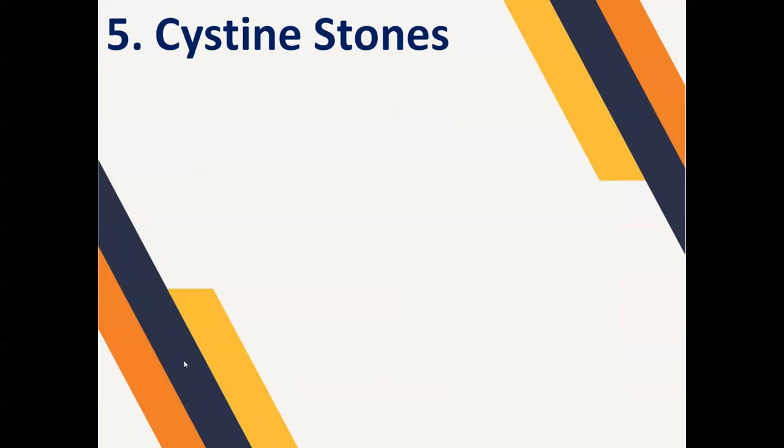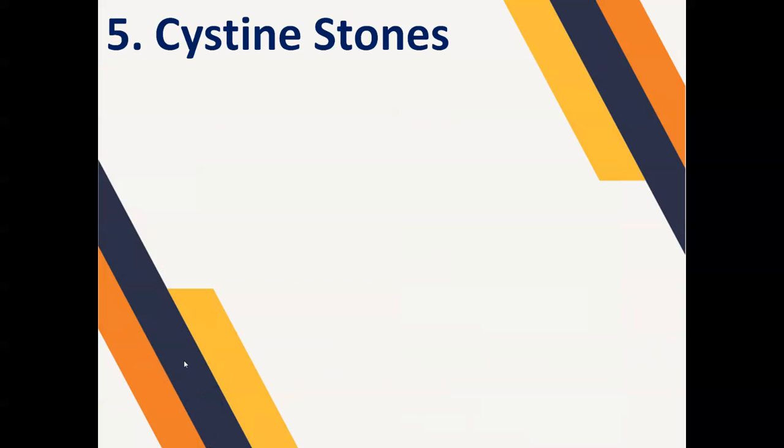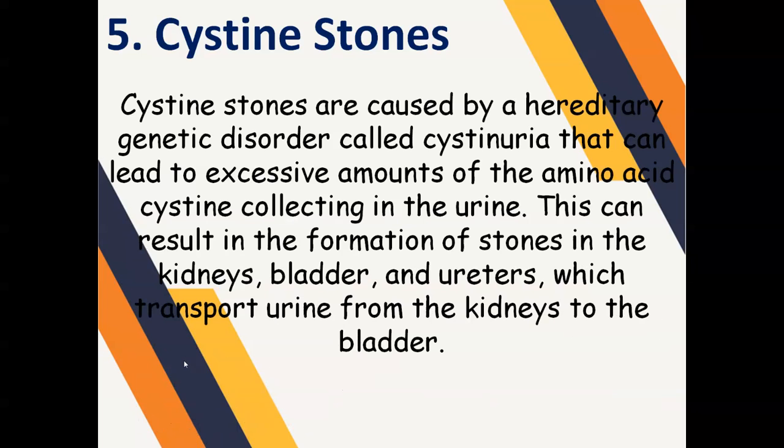Now here's the last type of stone, which is cystine stones. What we get to know by the word cystine is that this is a hereditary genetic disorder. So cystine stones are caused by a hereditary genetic disorder called cystinuria. So cystinuria is responsible for cystine stones. Words are interrelated, so it will be easy to learn for you.